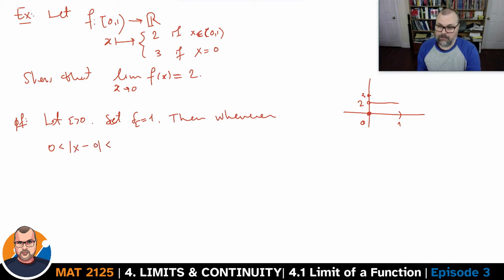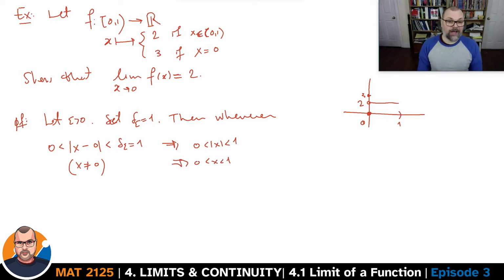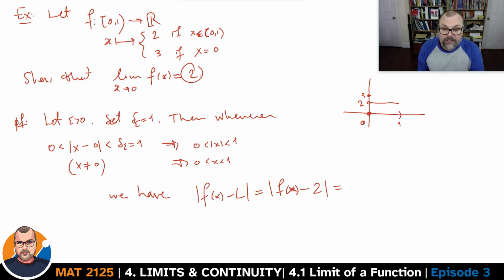Then, whenever x is within delta epsilon away from the limit point 0, without being equal to 0, but that's taken care of by this statement here. In other words, whenever x in absolute value is smaller than 1, but all of these values of x have to be positive. So whenever x is between 0 and 1, we have f at x minus L will be f at x minus, well, the candidate for L. And what's f at x? Well, if x is between 0 and 1, by definition, this is equal to 2.